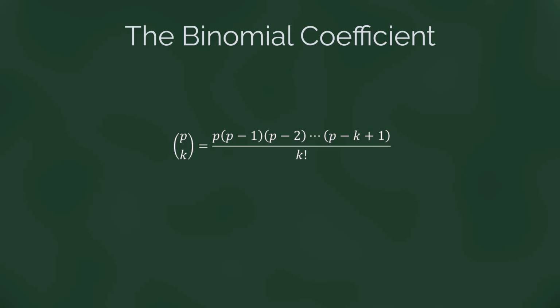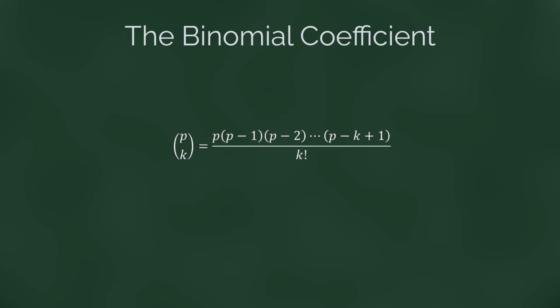This notation we see here, the parentheses with p over k, we read that as p choose k, and it's going to equal p times p minus 1 times p minus 2, all the way down to p minus k plus 1, all divided by k factorial.